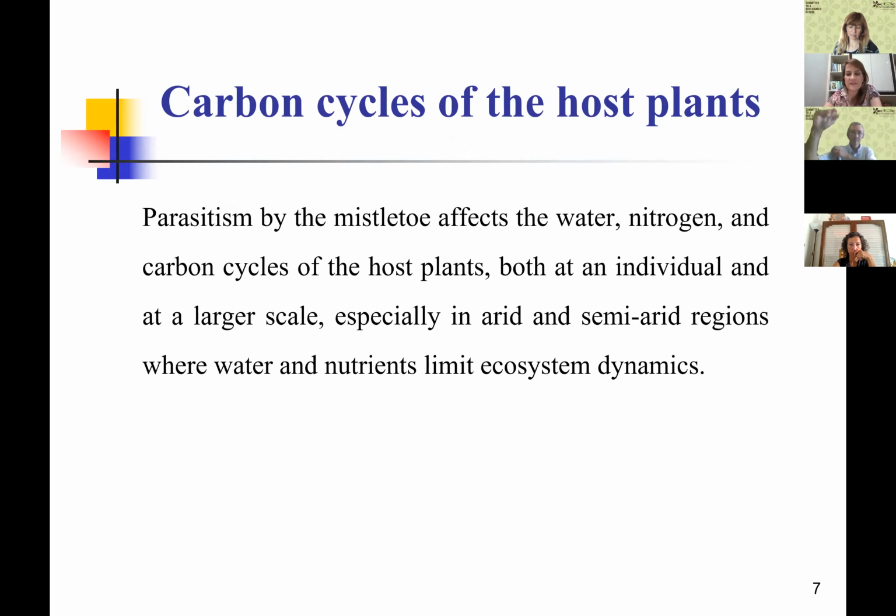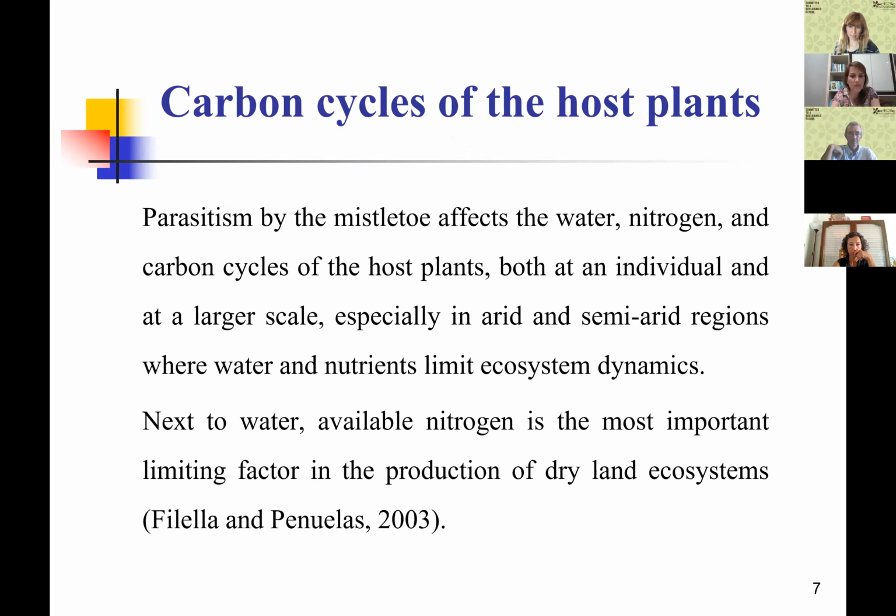Parasitism by the mistletoe affects the water, nitrogen, and carbon cycles of the host plants, both at an individual and at a larger scale, especially in arid and semi-arid regions, where water and nutrients limit ecosystem dynamics. Next to water, available nitrogen is the most important limiting factor in the production of dryland ecosystems.